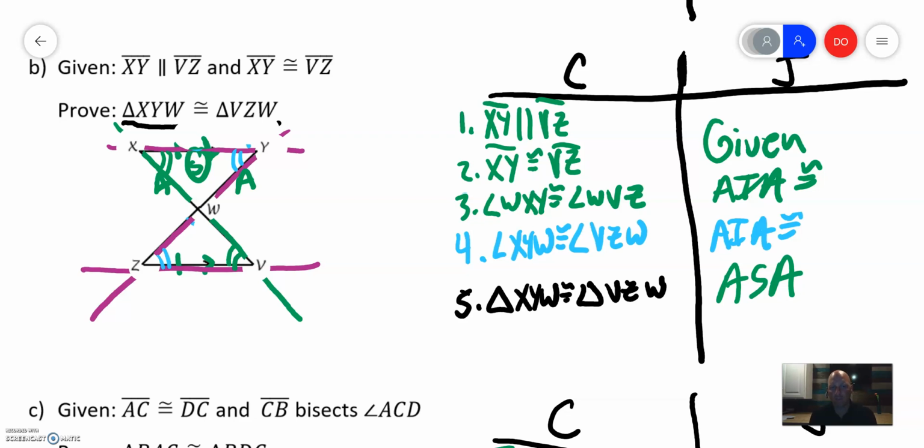So really what I was showing there was there's two different ways to do the proof, and neither one is better than the other. Just recognize that whenever you can use angle, side, angle, you can use side, angle, side.